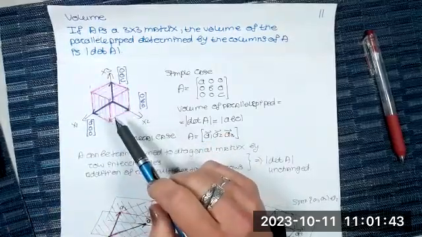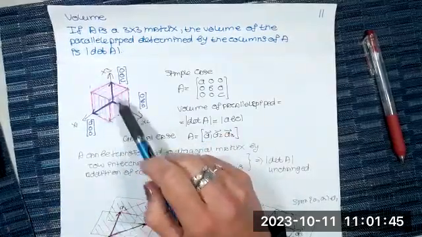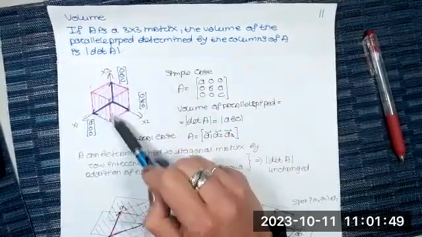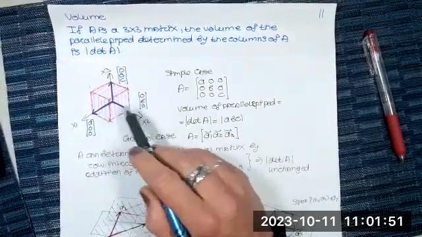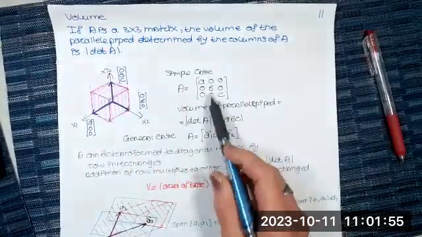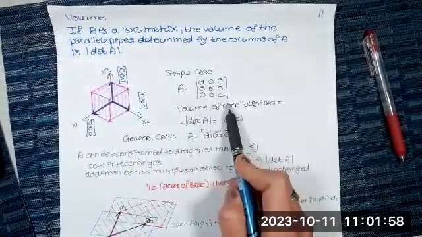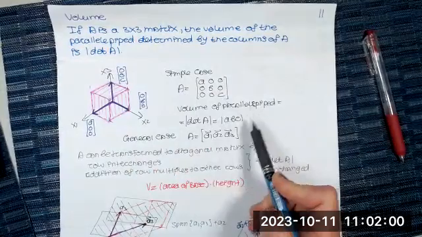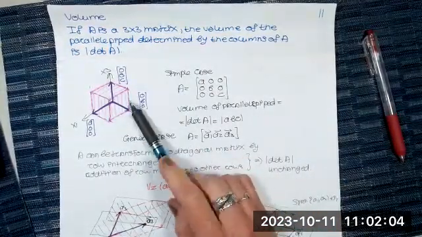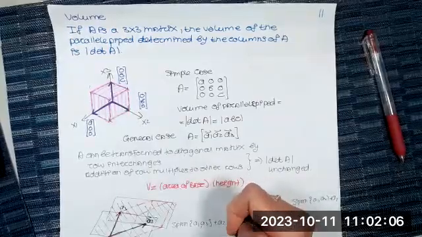So I have my parallelepiped, and the volume of the parallelepiped is the area of the base multiplied by the height c, so a times b times c. And the determinant of the triangular matrix is the multiplication of the diagonal elements. So I'm recovering the same formula for the volume of the parallelepiped.